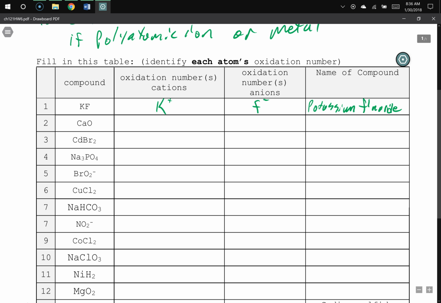Okay. Next one. Cation. Calcium. Charge. Why? Column number 2, there aren't any exceptions to that rule, so it's a +2. That automatically forces my oxygen to be a -2 charge. And the name of this substance? Calcium oxide.